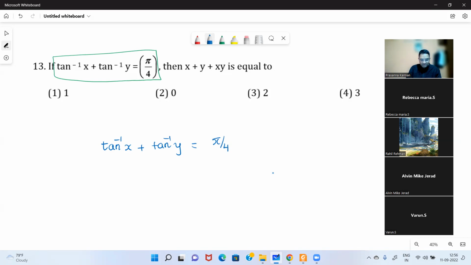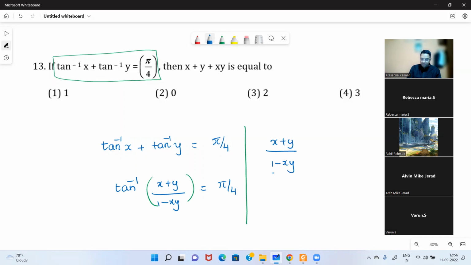Now, what is the formula for tan inverse x plus tan inverse y? It is tan inverse of (x plus y) divided by (1 minus xy), and that is equal to pi by 4. So the inner function (x plus y) divided by (1 minus xy) will be nothing but tan pi by 4. Clear? Yes, sir. What is tan pi by 4? 1, sir. 1, correct?